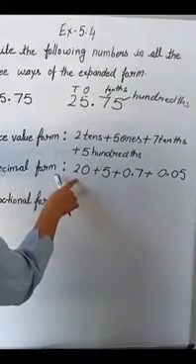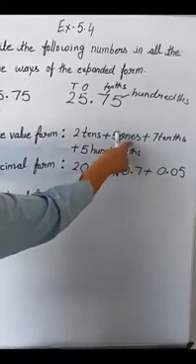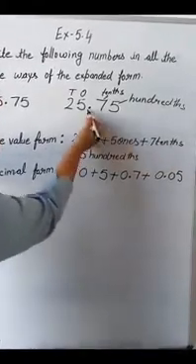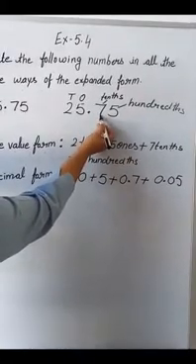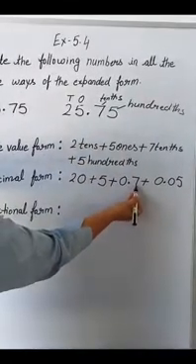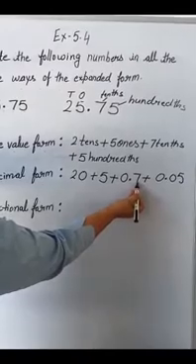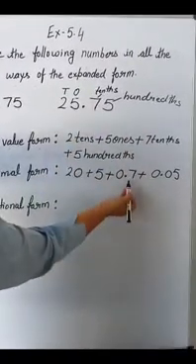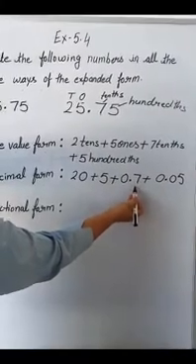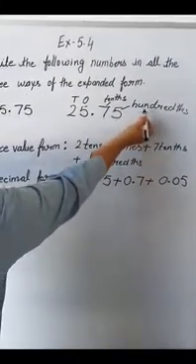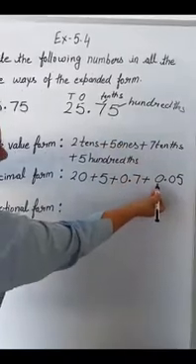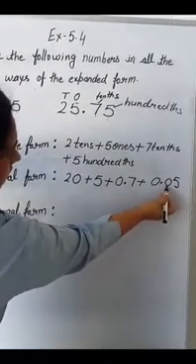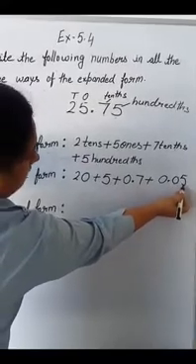This is the decimal form. 2 tens means 20. 5 ones means 5. 7 tenths, 7 is on the tenths place. After the decimal 7 is there, so it is the tenths place. In the question it is on the tenths place, and in decimal form also we will write it on the same place. 5 is on the hundredths place. When we write in decimal form, 0.05, 0 is on the tenths place and 5 is on the hundredths place.